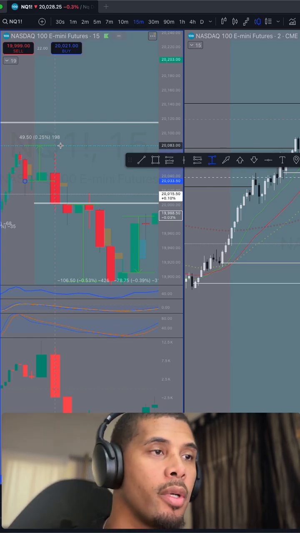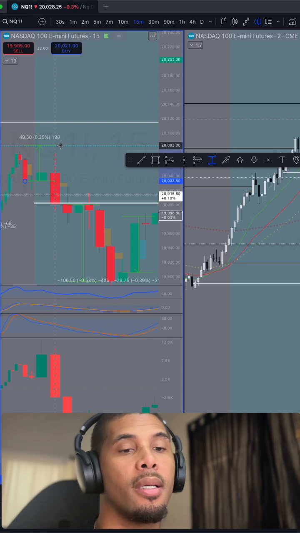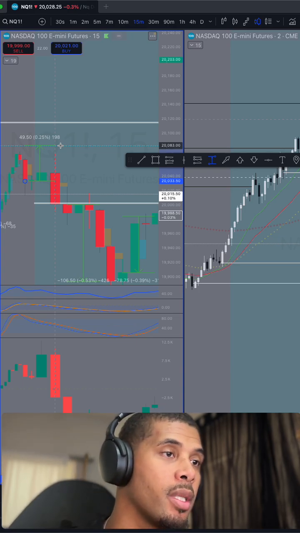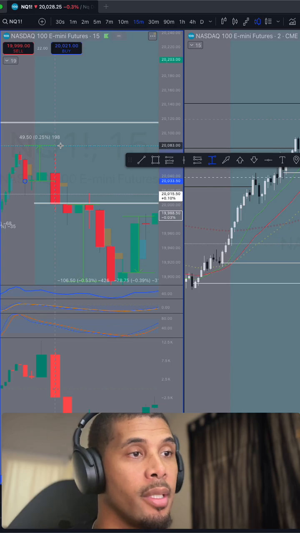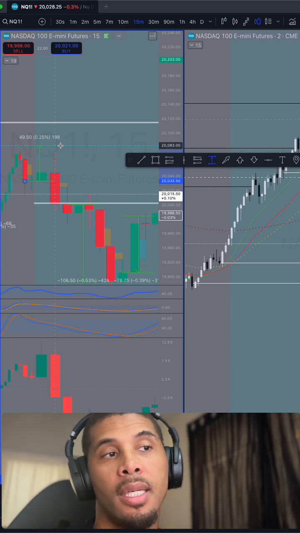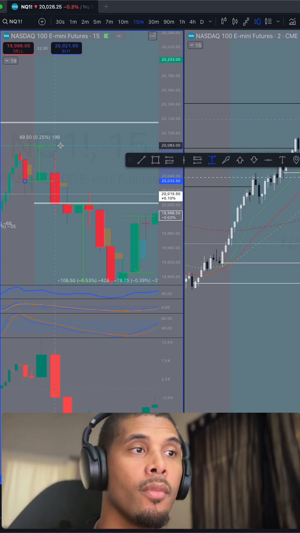You want to trade with smaller size, okay? The reason why is because you're looking for larger swings. The larger swing can make up for you trading with bigger size, but it also allows you to stay in the trade long enough for the trade to develop.